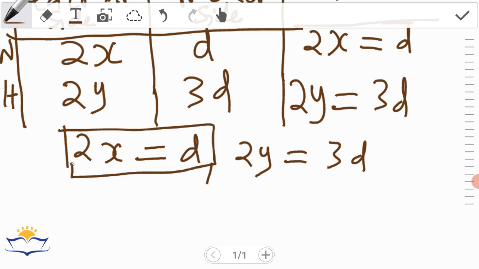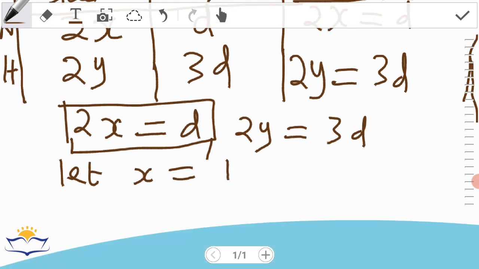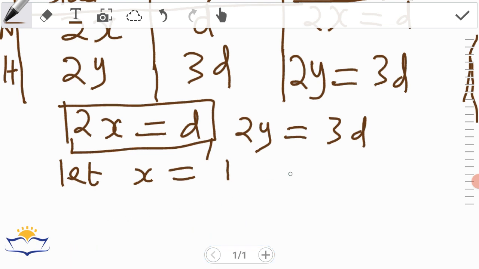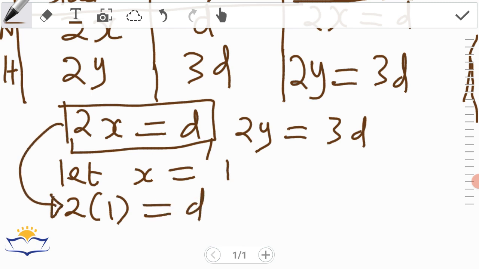We just choose the equation that is simplest from these, and then we could say let x equal 1. If we let x equal 1, then 2 times 1 becomes d, or 2 equals d, or d is simply equal to 2. Right.